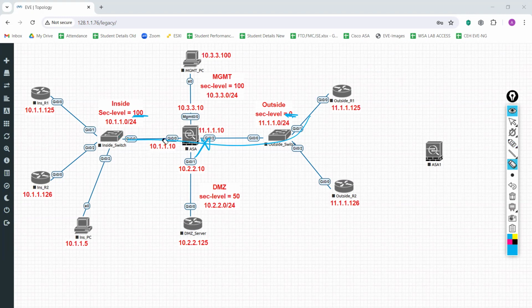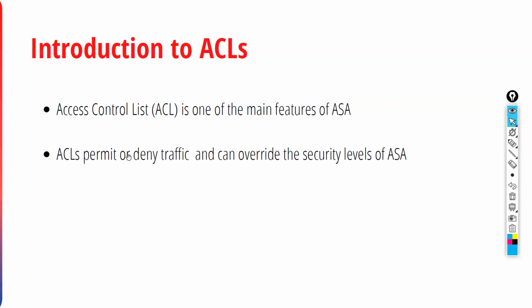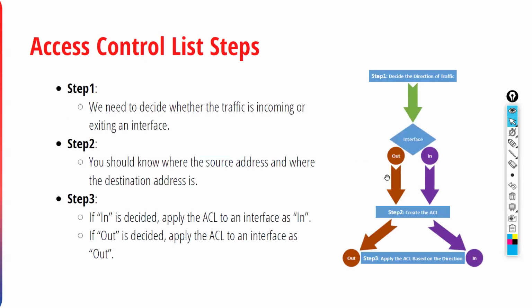But if you create a rule that allows anything that is coming on this interface, if you create an ACL something like this, that permits any source to any destination, in that case what will happen? ASA will override. Now these security levels will not be effective. The traffic will start going from lower to higher security level also. So this is what we are saying here, that ACLs can permit or deny traffic and they can override the security levels of ASA.